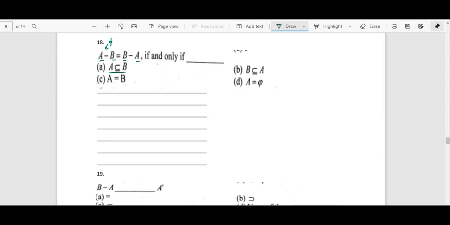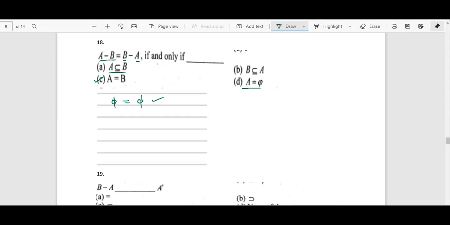Similarly, B cannot be the answer. And D cannot be the answer, because if I am subtracting phi from B, I would get B, but in the other case I would get phi. So these two are not equal, right? So the only option which best suits us is C, that A equals B, because only then would I be able to get phi on both sides, right? So only then it is equal, when A equals B. So C is the answer.